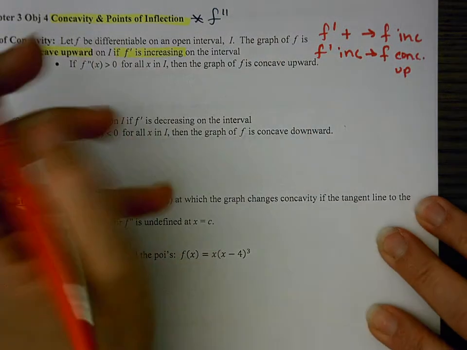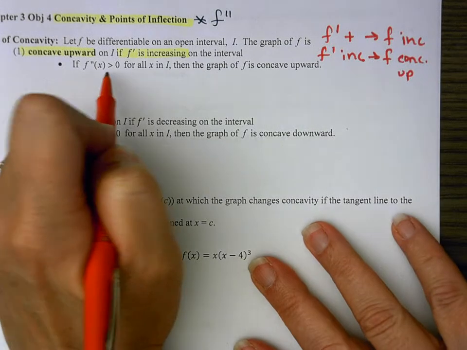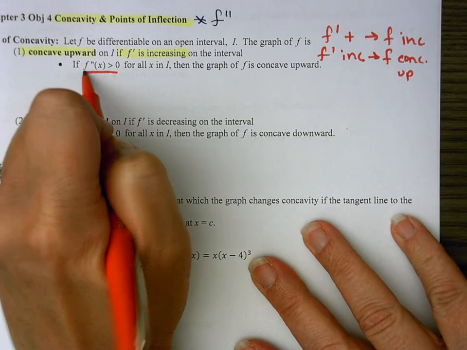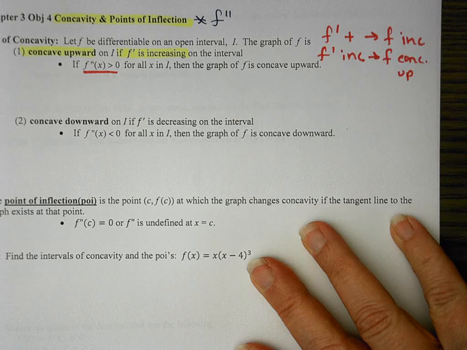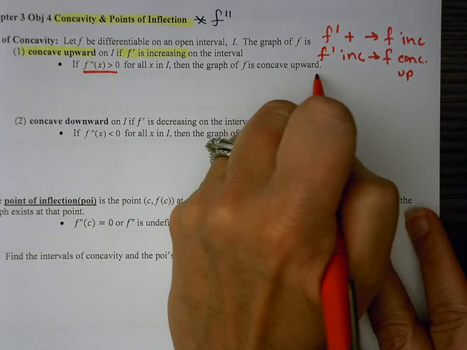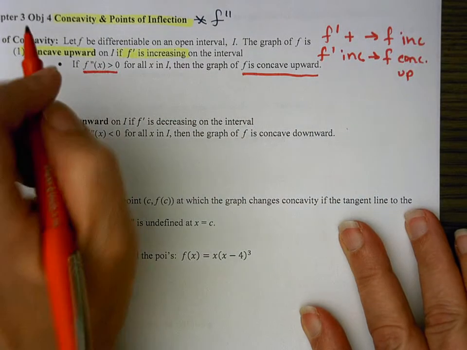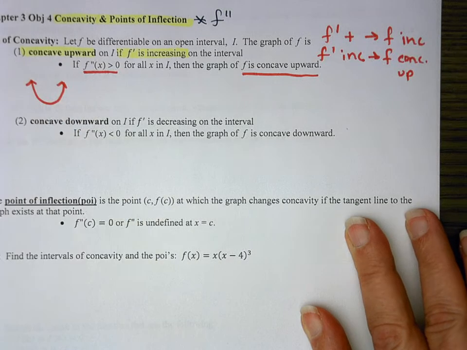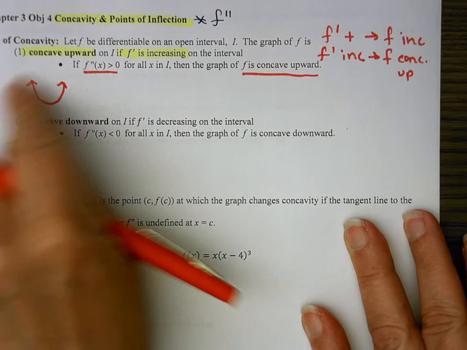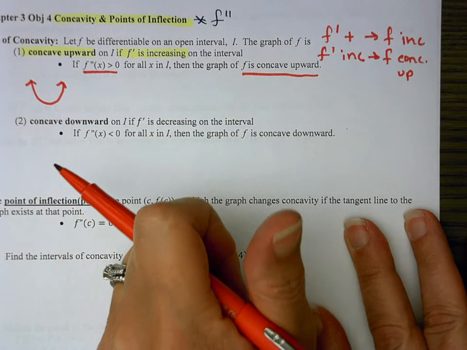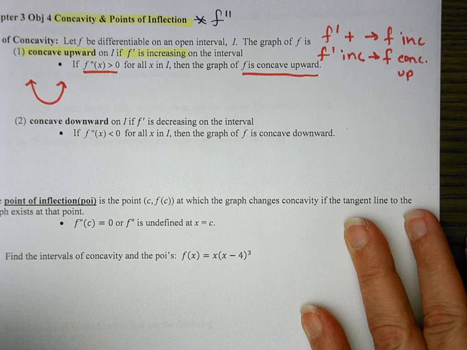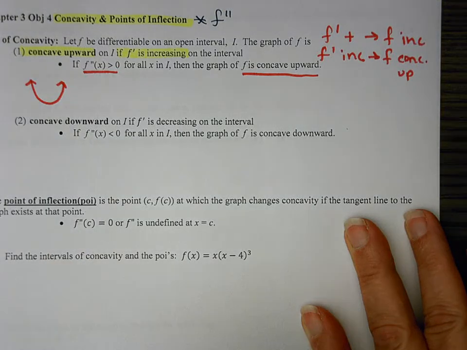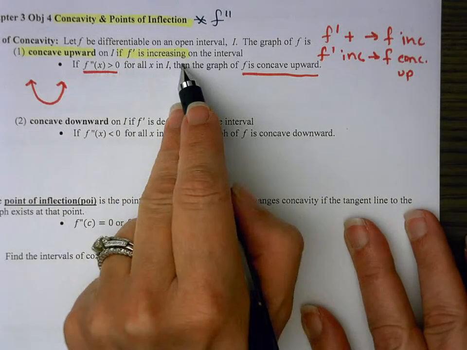Another way to say that is that if the second derivative is greater than 0, if the second derivative is positive, then our function is considered concave up. Concave upward looks like a section of the graph that is a positive parabola. So this whole graph here would be concave up, because the derivative, or the slopes of the tangents, are increasing in value. That's what f prime increasing means.